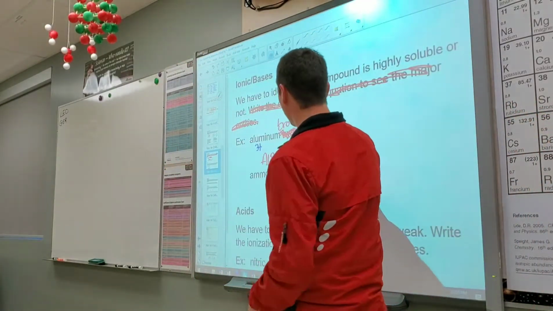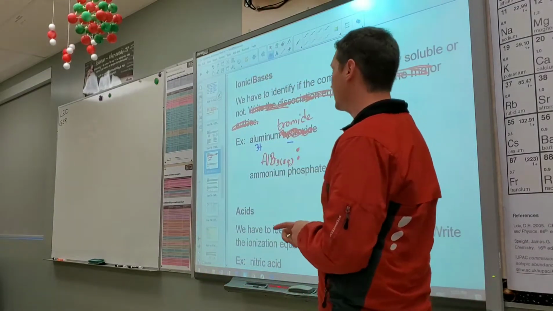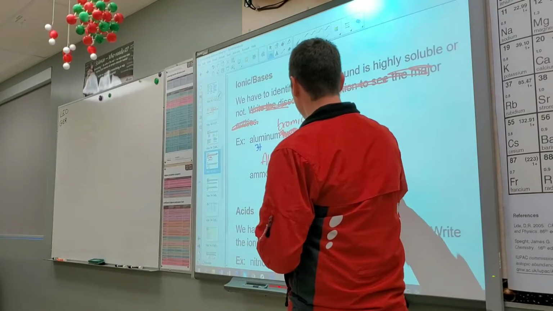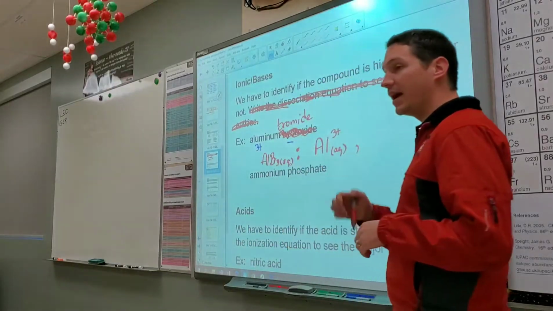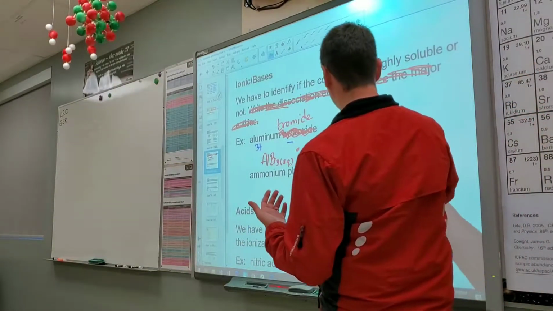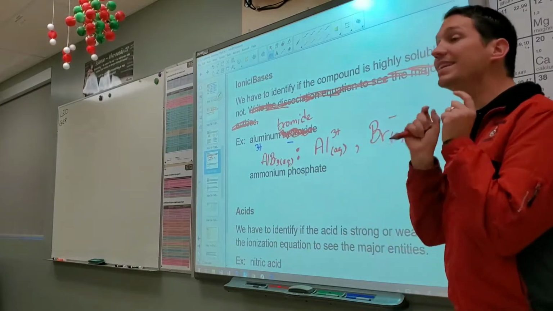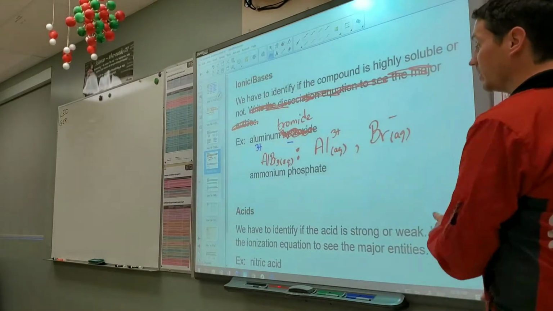So this is going to be, let's just put a colon here. We're listing the major entities here. Now we have aluminum ions. What else do we have here? We've got bromide ions as well. We're just listing the entities. That's all we're doing. We're saying we got some of these and some of these.